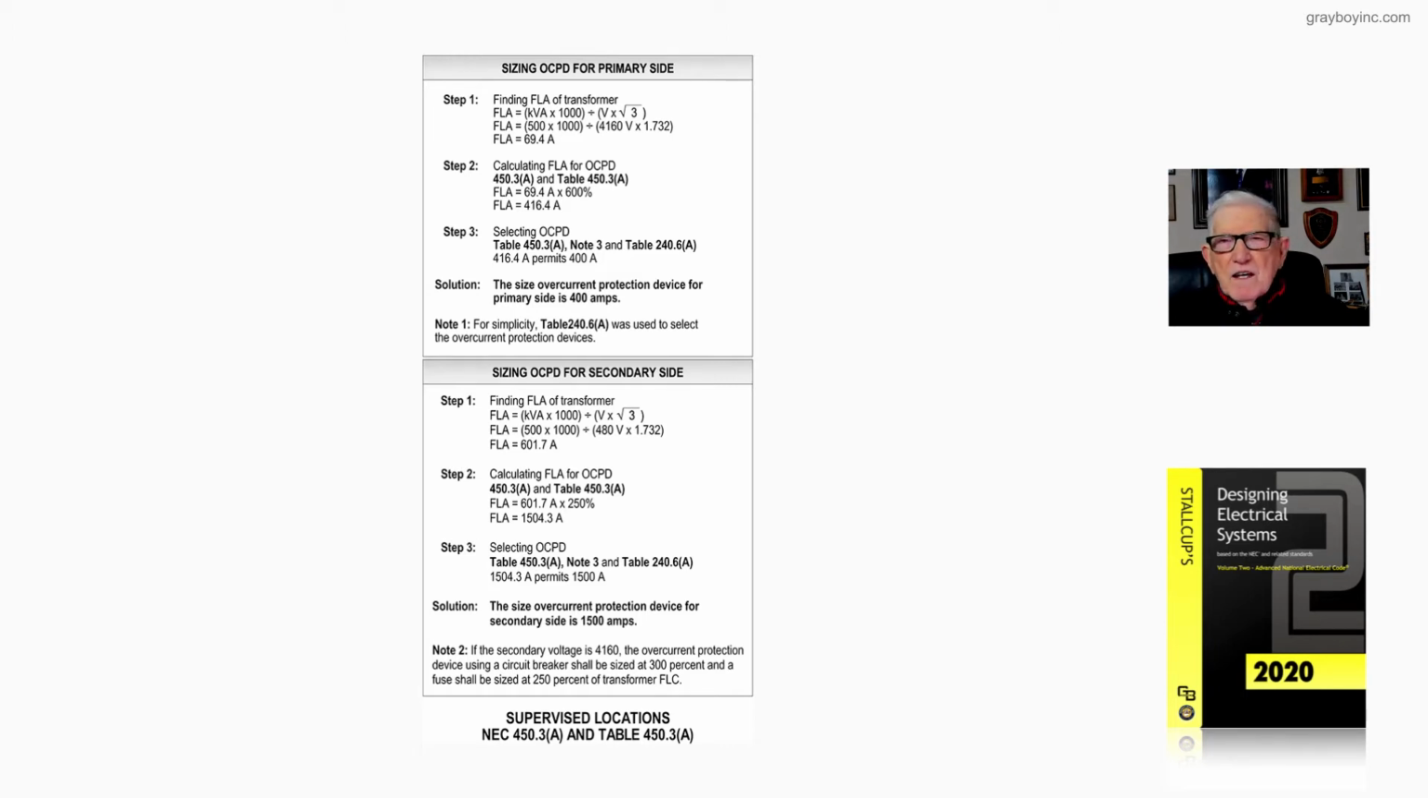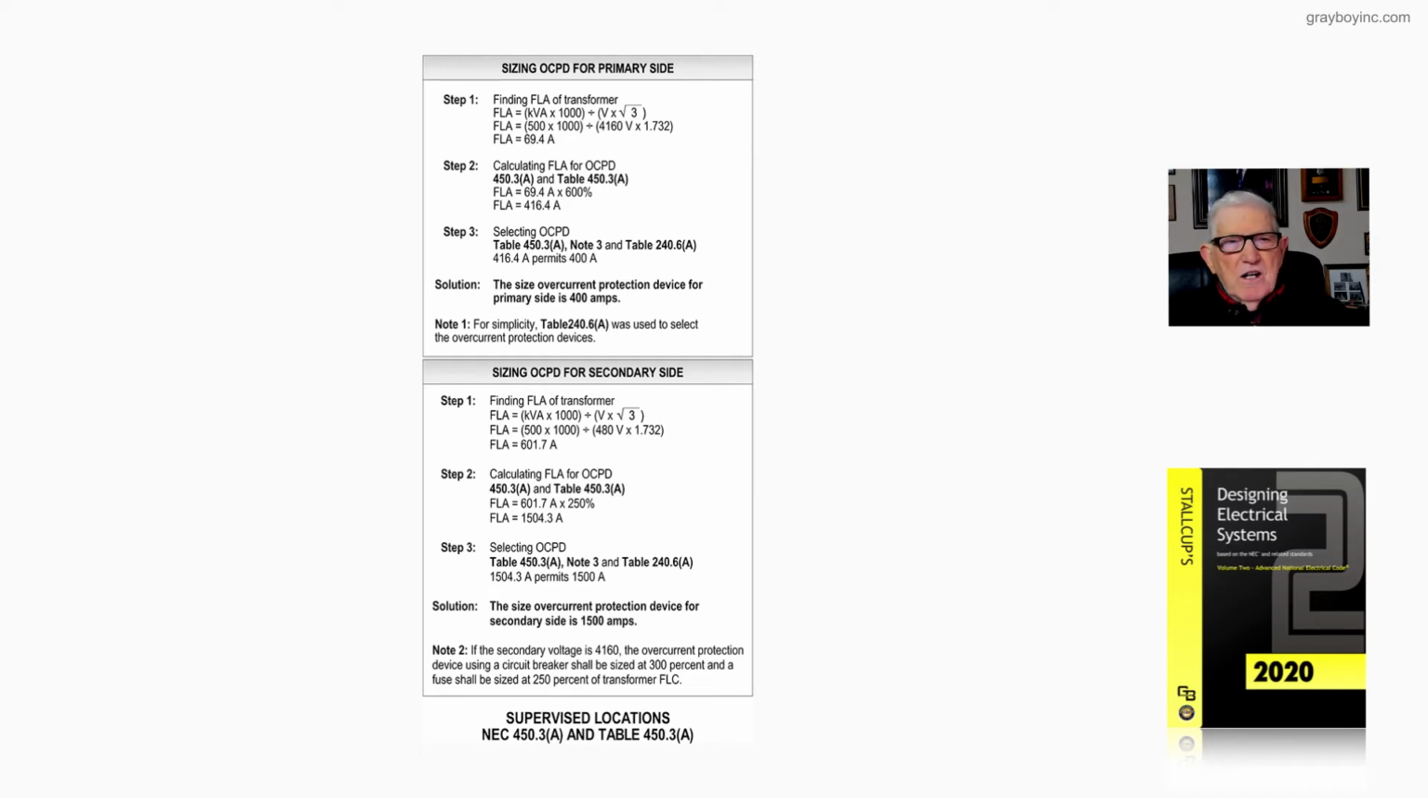the math: 500 kVA times 1,000 divided by the voltage times the square root of 3 would produce a value of 69.4 amps. Step two, now we would take 69.4 amps times 600%, selected from Table 450.3(A) because the transformer is in a supervised type location, so we can exceed 300% and use the 600% in this type of design.